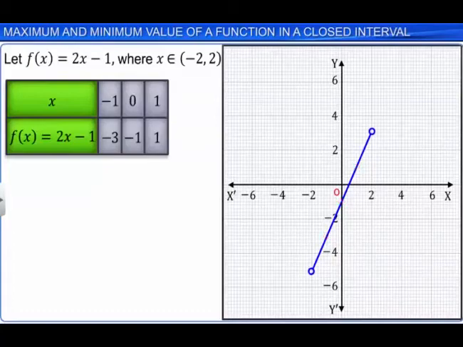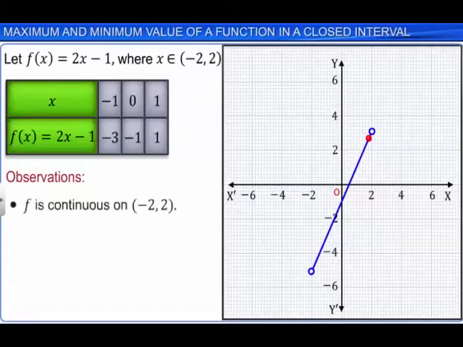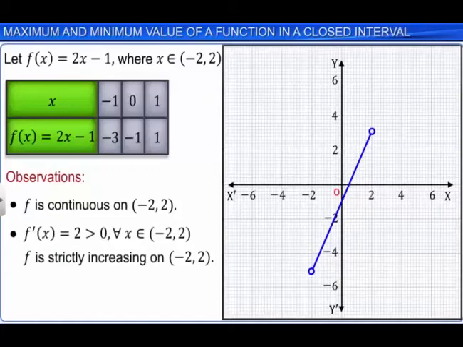Let's now jot down all the observations that we get from this graph. Since there are no gaps or breaks in the graph, the function f of x is continuous on the given interval. The derivative of f is equal to 2, which is greater than 0. Therefore, f is strictly increasing on the open interval minus 2 to 2.